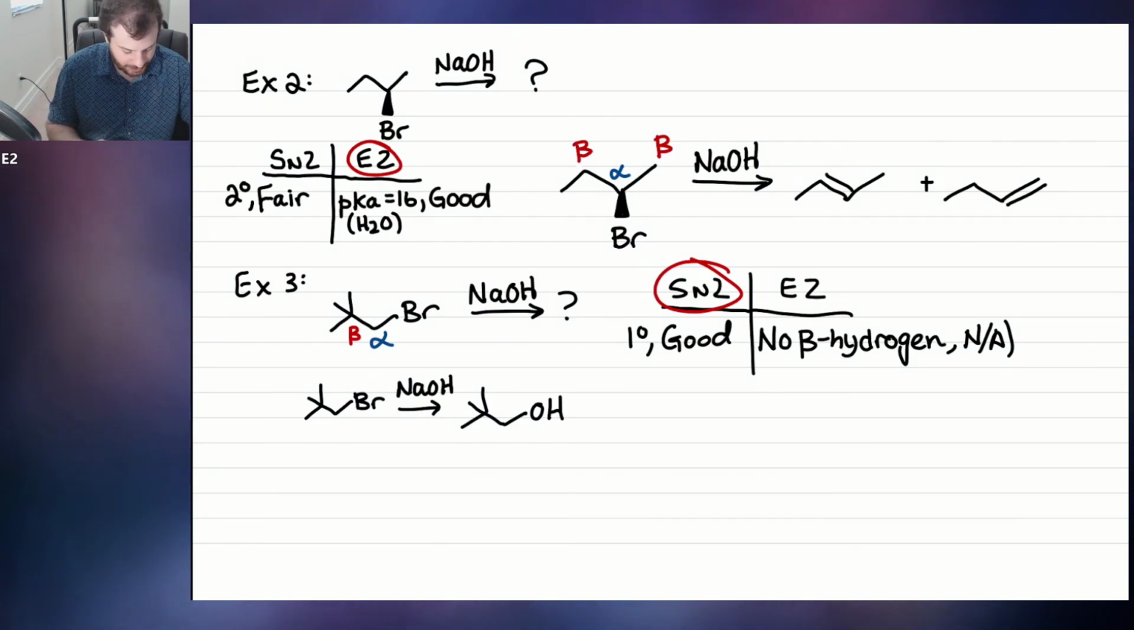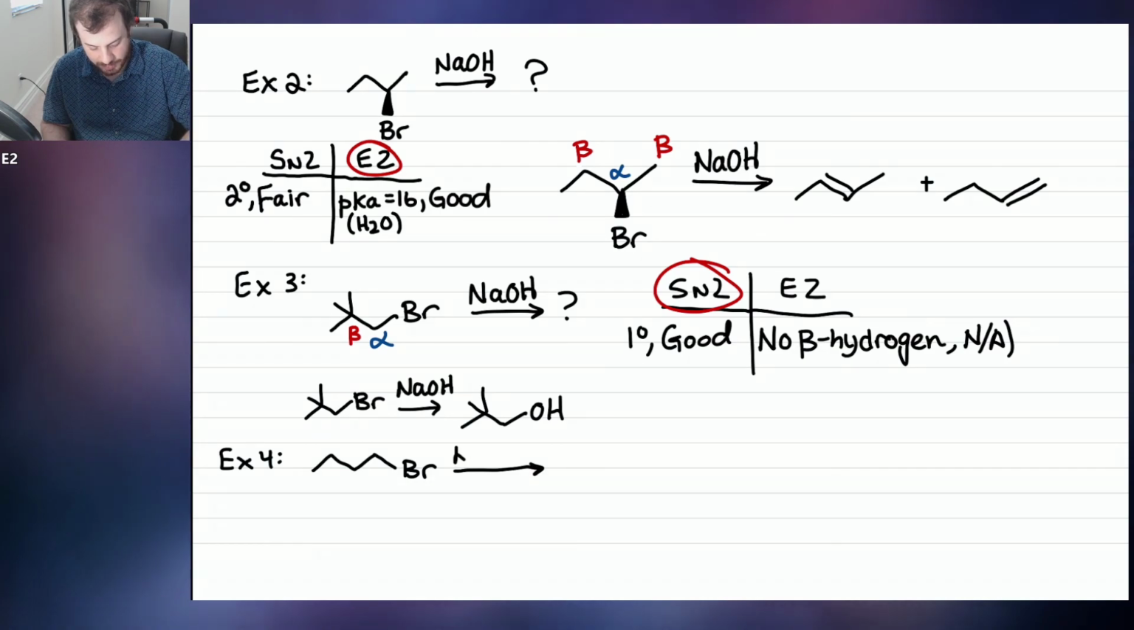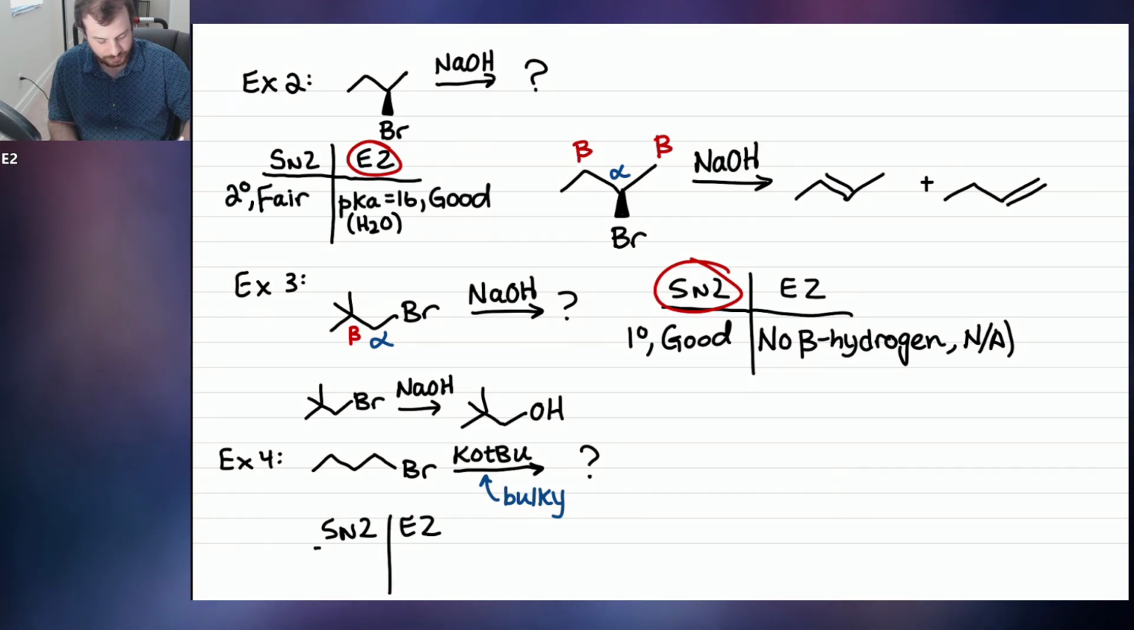All right, let's do another one. I just love doing these examples. Okay, let's try butyl bromide plus KOtBu, gives what? Well, we have bromine, one of our good leaving groups. Our nucleophile is KOtBu. That's a bulky nucleophile. So what does that mean? Well, when we do our SN2 and E2 column, SN2 is going to be not applicable because it's bulky.